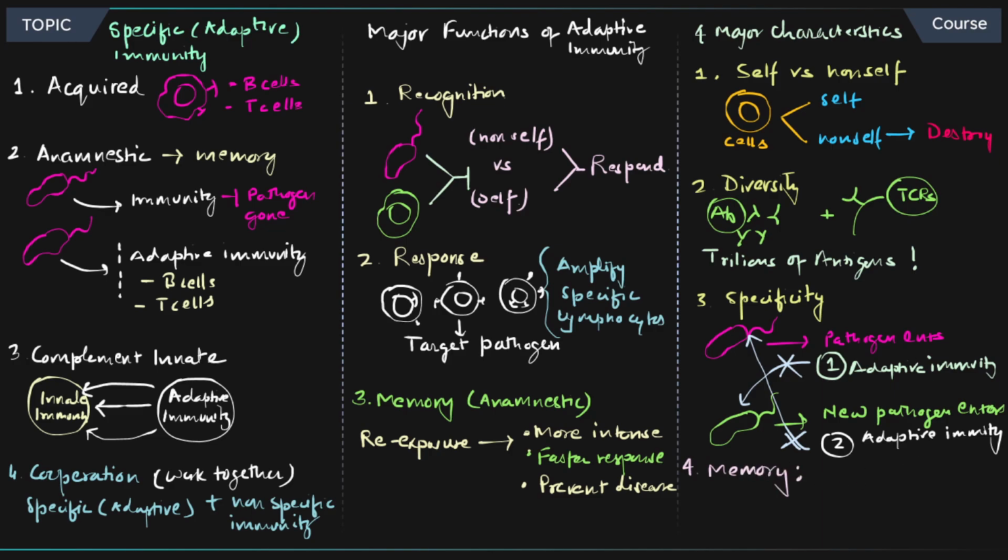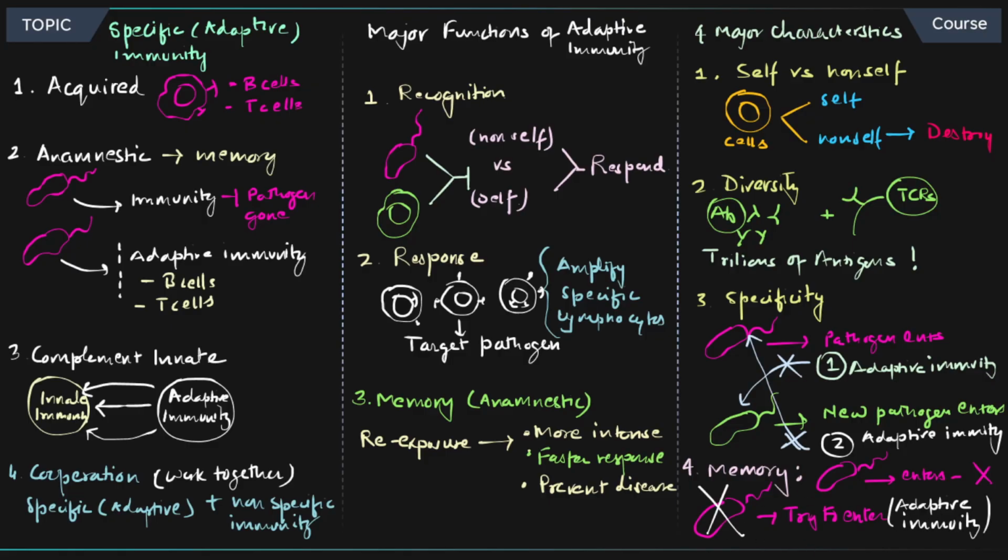Memory, as I've already told you: if a pathogen tries to re-enter into the system, it's going to get eliminated very, very effectively because the response will be very, very quick, right? So if it tries to re-enter, it's going to get attacked by the adaptive immune system. That's a very, very important point.